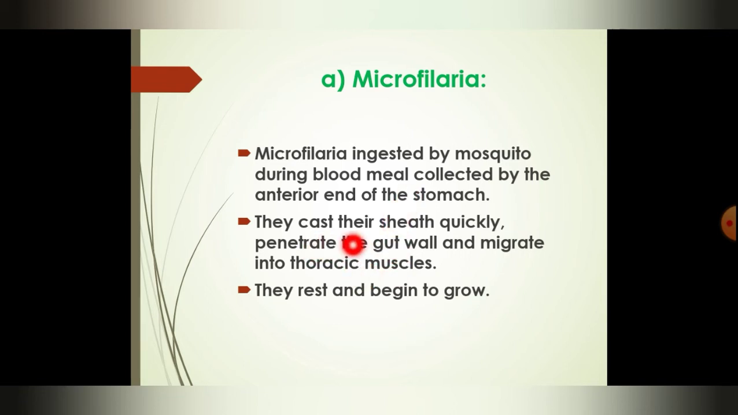Then they cast their sheath quickly, penetrate the gut wall and migrate into thoracic muscles. What this microfilaria will do is remove its upper covering, that is the protective sheath, then penetrate the gut of the mosquito and migrate into the thoracic muscles. They rest and begin to grow in the thoracic muscles here.